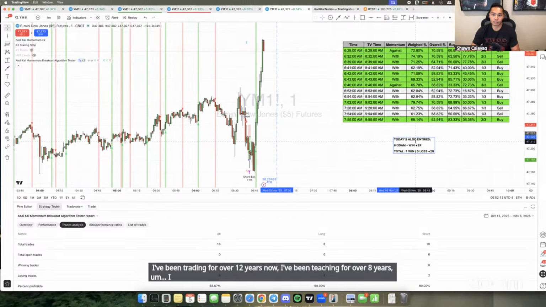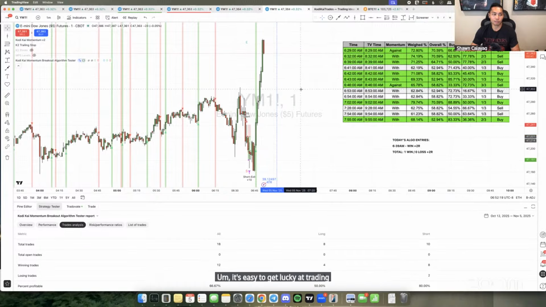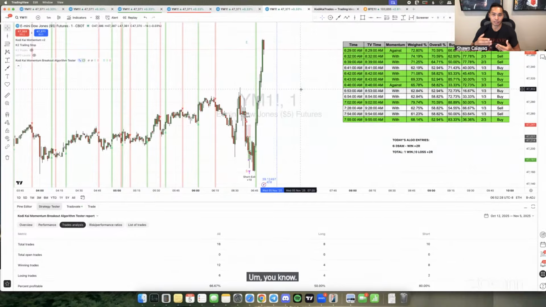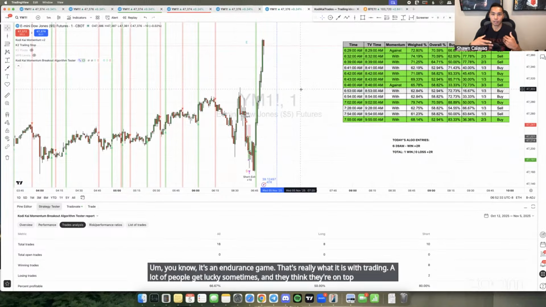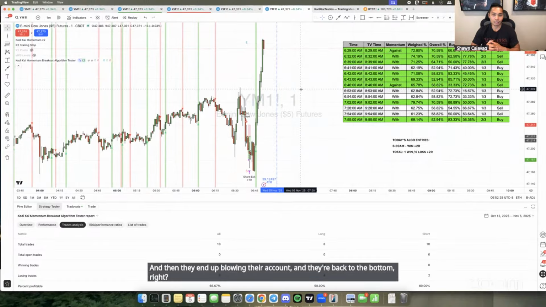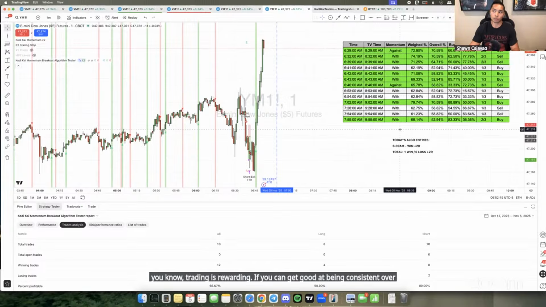I realized that trading is not for everybody, right? It takes a certain type of person to really get good at trading. It's easy to get lucky at trading, but to be consistent for weeks, months, years, it takes a lot of someone. It's really the psychology aspect of trading. It's an endurance game. That's really what it is with trading. A lot of people get lucky sometimes and think they're on top of the world, and then they end up blowing their account and they're back to the bottom, right? I'm sure a lot of you guys have gone through that. Trading is rewarding. If you can get good at being consistent over a long period of time, trading is great.